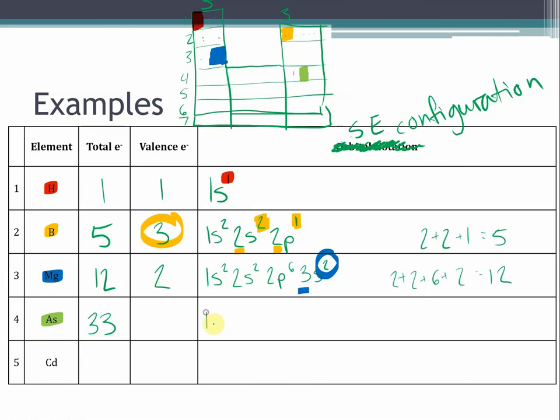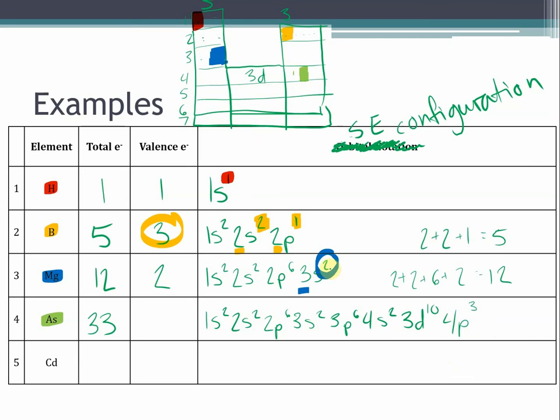So we'll do our 1s2, 2s2, 2p6, 3s2, 3p6, 4s2, and remember after 4s comes 3d, so 3d can hold 10 electrons, and then after 3d we go back up to 4p. Said there should be 3 of them.